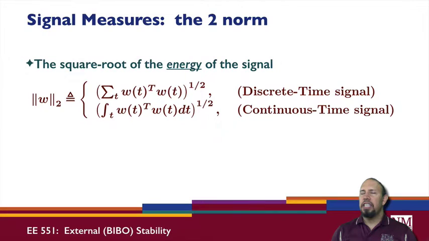That's the infinity norm. The 2 norm is often referred to as the square root of the energy of the signal. In discrete time, we can write it as the square root of the sum over all time of the vector transpose times itself. For continuous time signals, we have the integral over all time of the vector transpose times itself. So this is like the 2 norm of w squared, integrated over all time, square root. So this is the 2 norm.